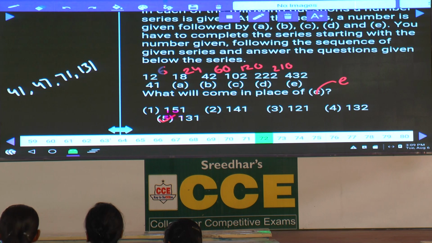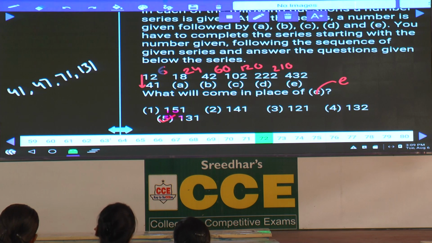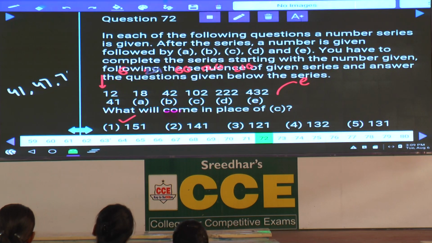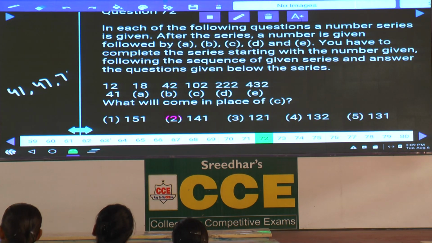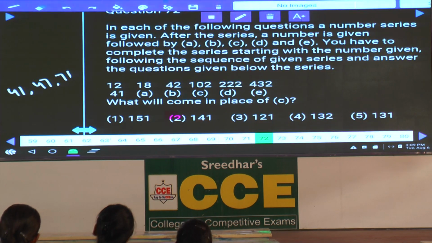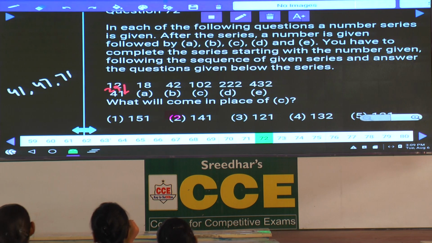Particularly in this series formation, whenever it is based on a difference, now what is the difference between the first two numbers? The difference between 12 and 41 is 29. Now the difference between the first two numbers is 29, isn't it? As 29 is the difference between these two, in each of these 29 should be added.